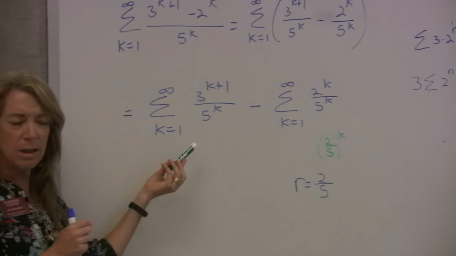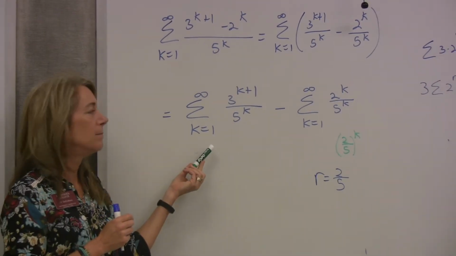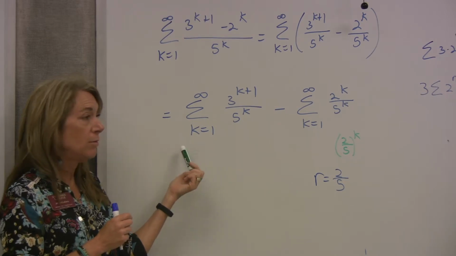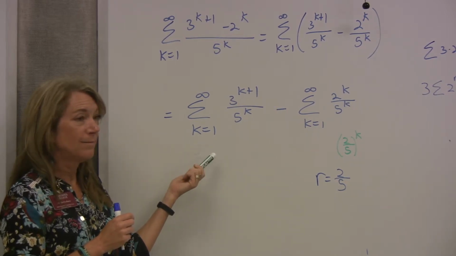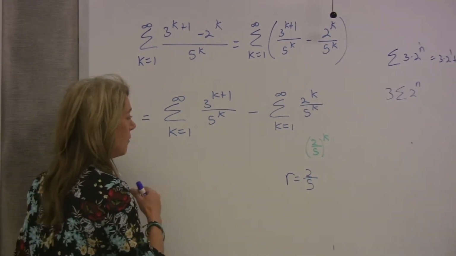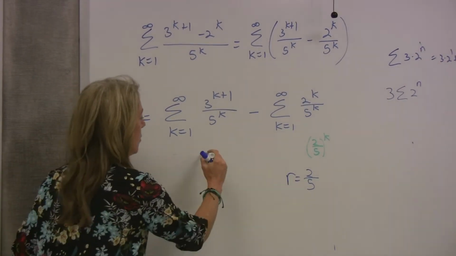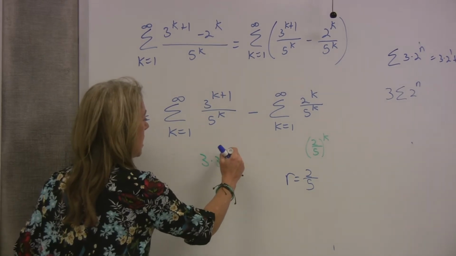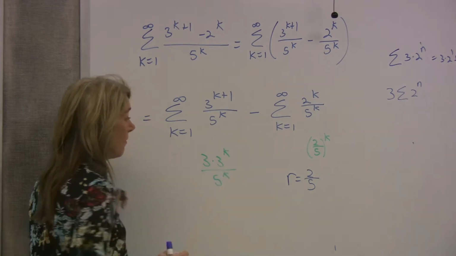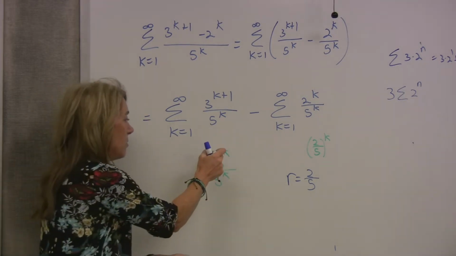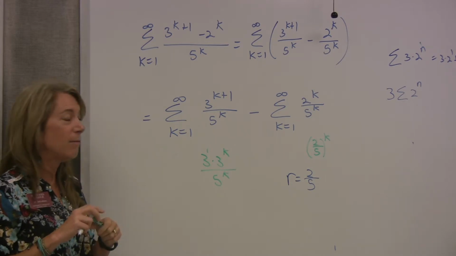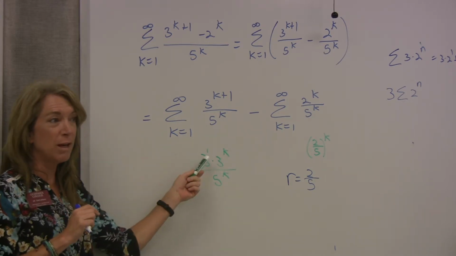Is this one geometric? No? Maybe? Yes? Because the k is being added on top. But watch this. Algebra is our friend. This numerator is really 3 times 3 to the k plus 1, right? Here's the 1. Mind blowing. I hear the light bulbs going on. We agree that the numerator is equal to this?